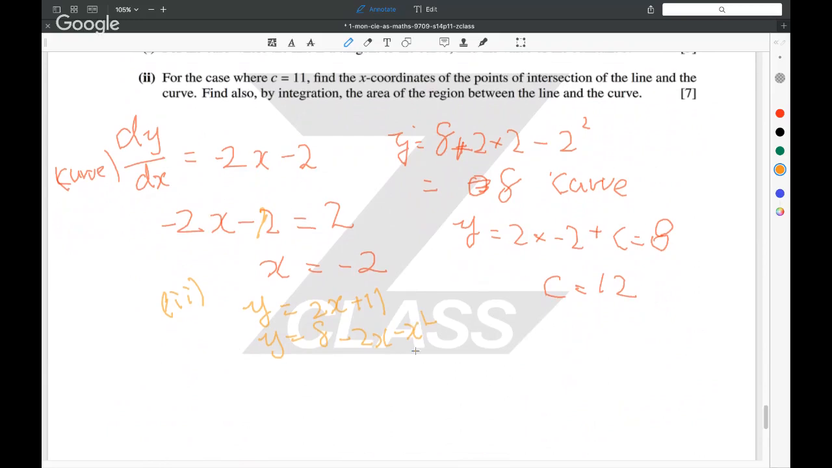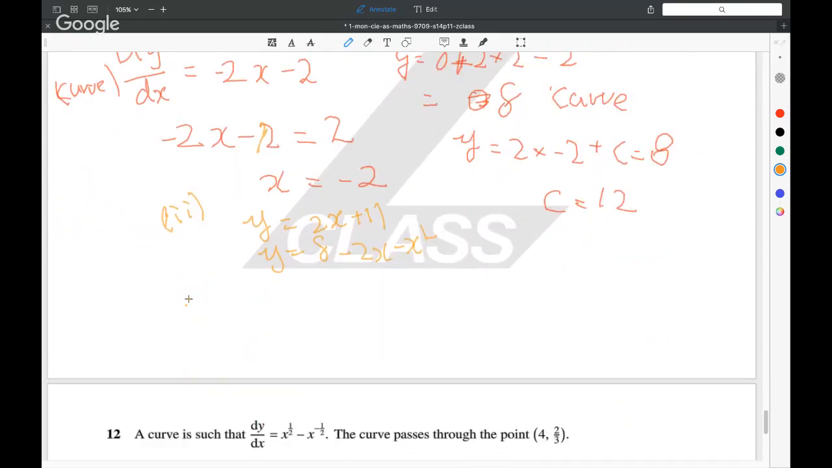So we just equate the two expressions. And we'll find that it would factorize into x plus 1, x plus 3 equals 0. So the curve and the line will intersect at two separate points, x equals minus 1 and x equals minus 3.